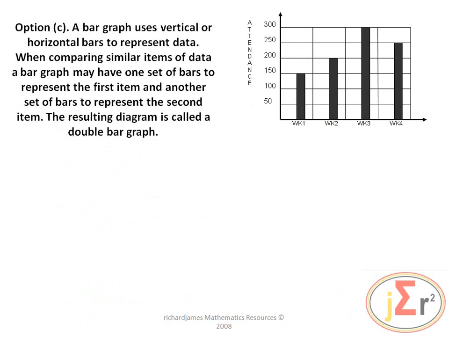Option C. A bar graph uses vertical or horizontal bars to represent data. When comparing similar items of data, a bar graph may have one set of bars to represent the first item and another set of bars to represent the second item. The resulting diagram is called a double bar graph.